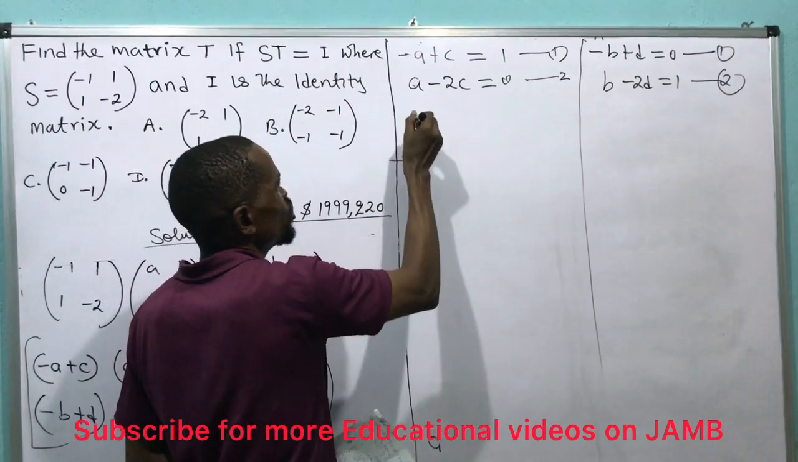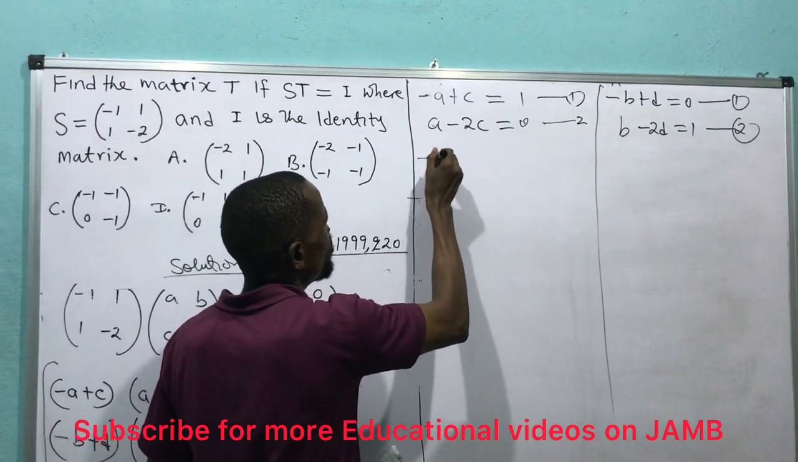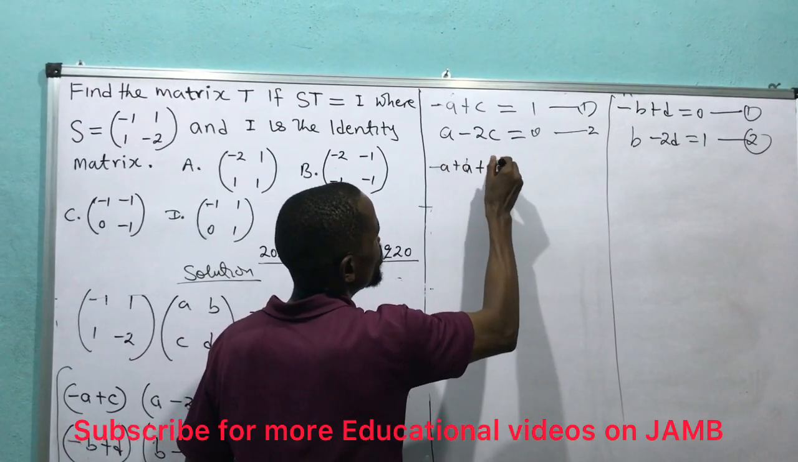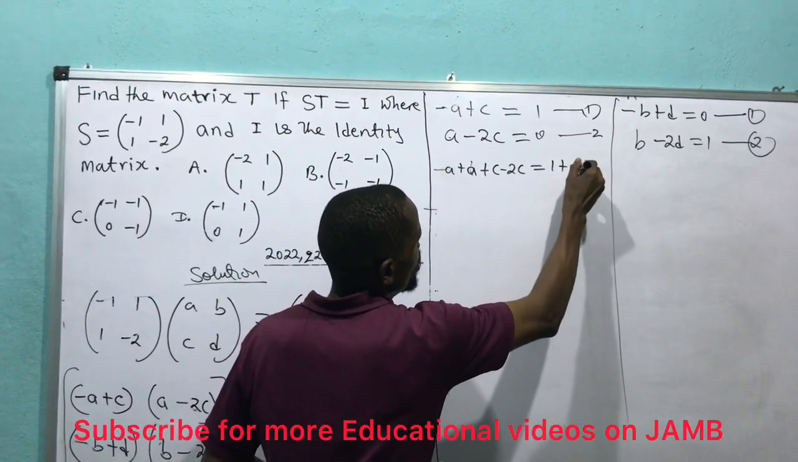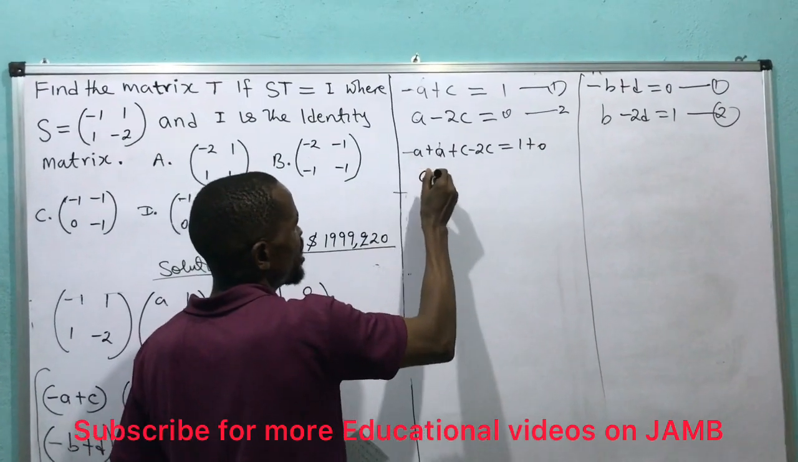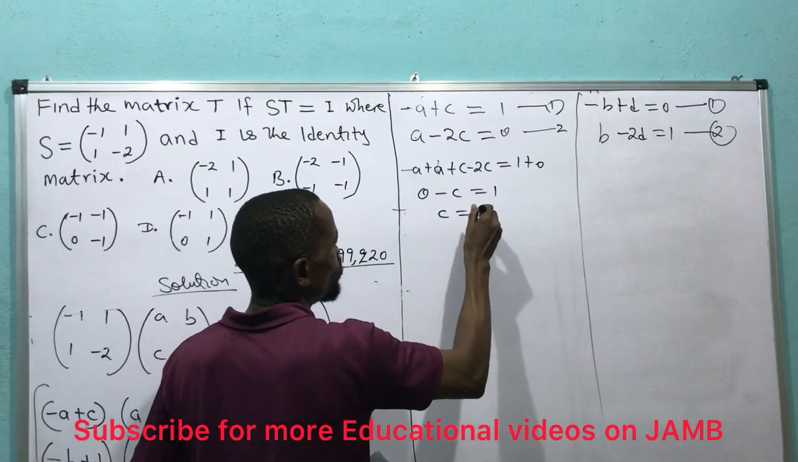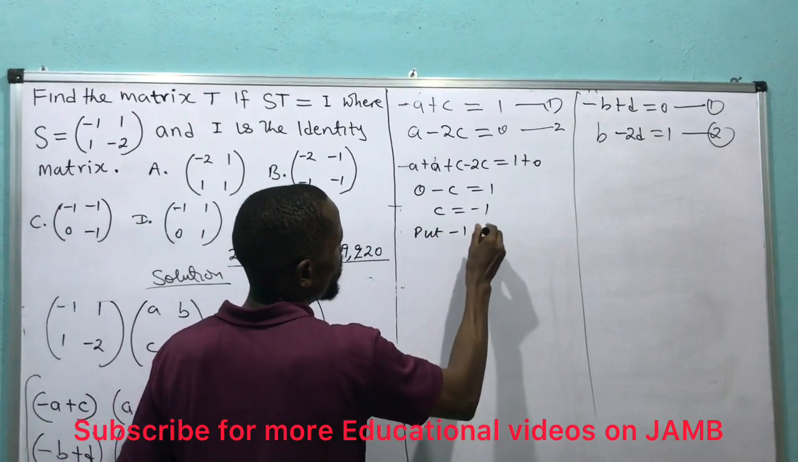Adding it, A will go, become 0. Looking at this, minus A plus A for clarification. This becomes plus C minus 2C is equal to 1 plus 0. And this will give me minus C is equal to 1. Therefore, C is equal to minus 1. I can now put minus 1 for C.